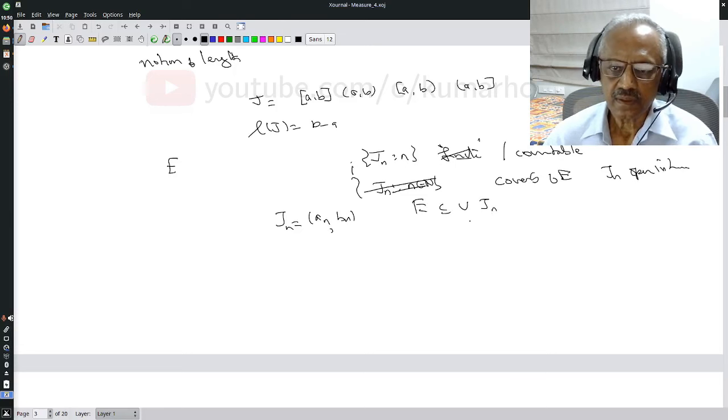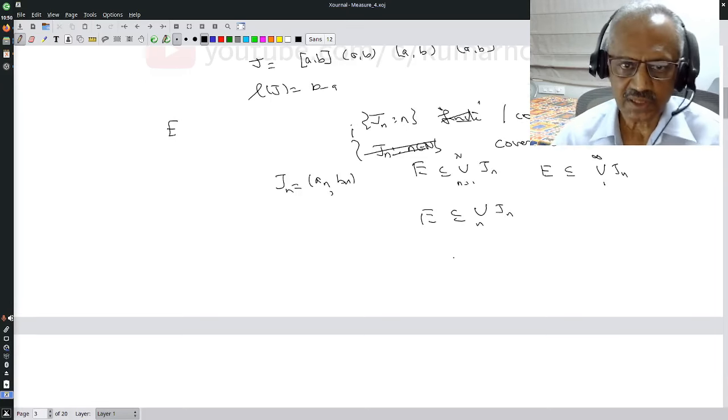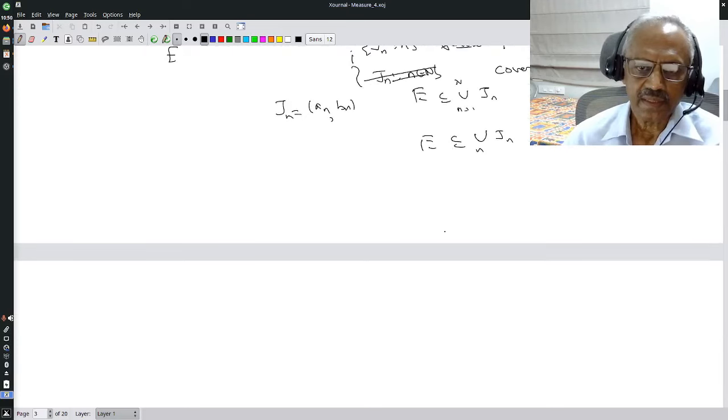This n, as I said, may vary over a finite set, n equal to 1 to some capital N, or n equal to 1 to infinity. But simply I will write it hereafter only as E is contained in the union of J_n, n varies, whatever is the indexing set. Okay, so this is what we look at.